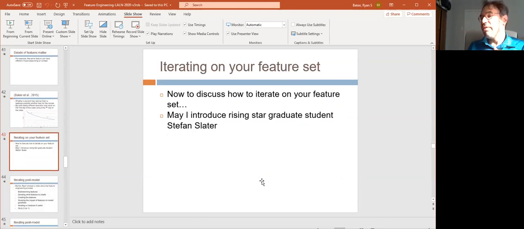So, okay, you have brainstormed your feature set. You have decided which ones to create. You've created those features, you've built those features, you've put them into practice, you've tested them. Now you want to iterate your feature set. And for how to iterate your feature set, there's some new and breaking work in our lab that I would like to introduce Stefan Slater to talk about.